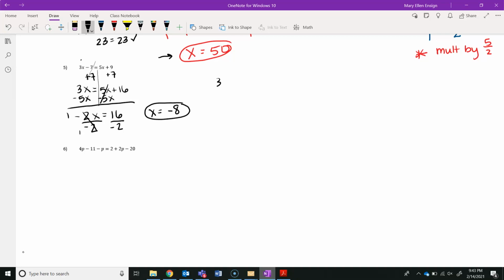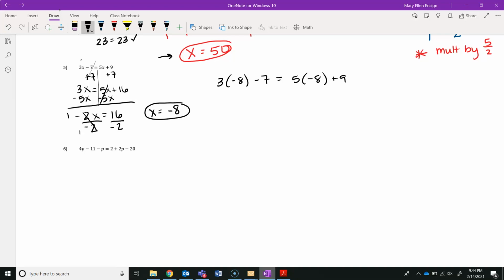Just do 3 times 8 minus 7, 3 times 8 minus 7 equals 5 times, oh my goodness. Let me start over here. It's -8, isn't it? Okay. So let's try this again. Check. It's going to be 3 times -8 minus 7 equals 5 times -8 plus 9.